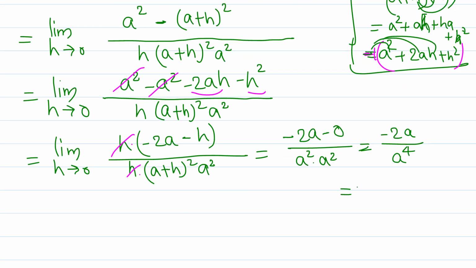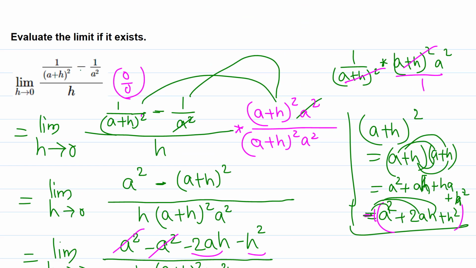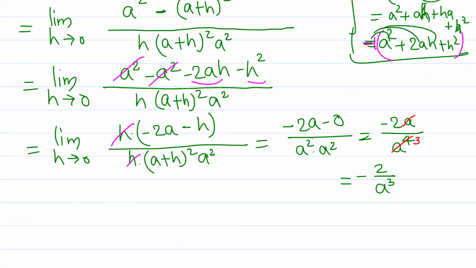So this negative can be pulled to the front. One copy of a cancels with 4 copies, so 3 copies are left on the bottom. So the final answer is negative 2 over a cubed. The limit of this expression is just negative 2 over a cubed. Final.